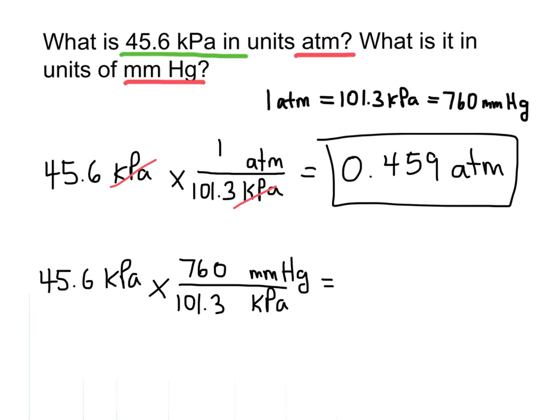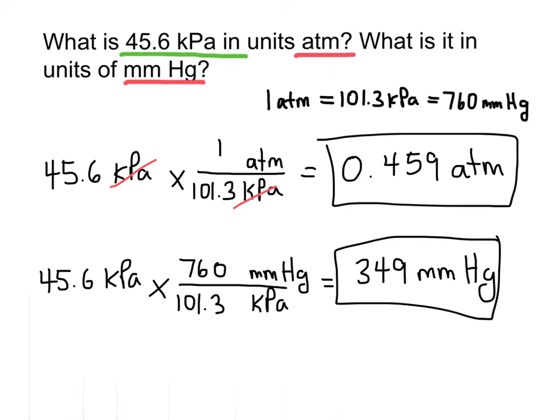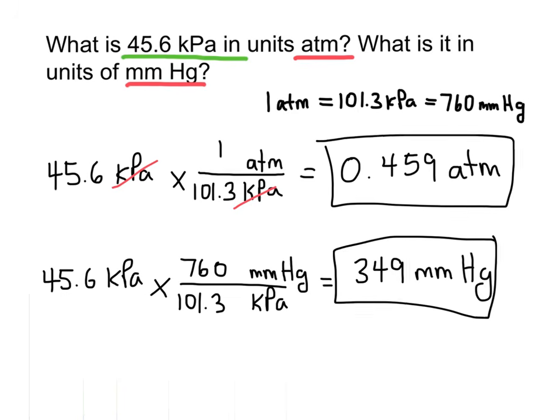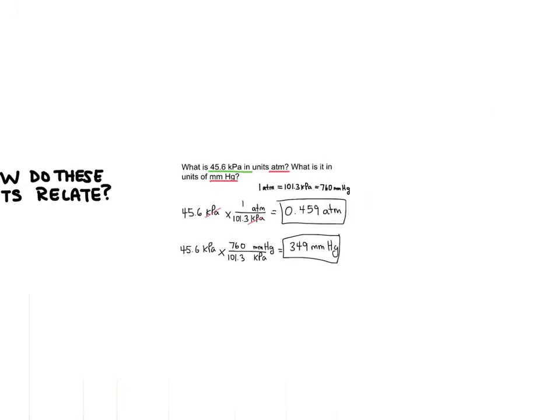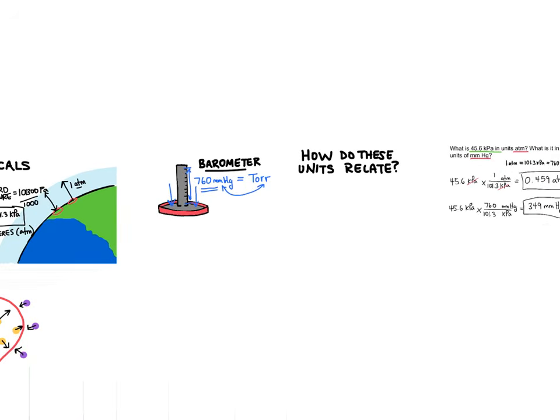When you plug this in on your calculator, you take the original number, 45.6, and multiply that by 760. You'll get an answer. You'll divide that answer by 101.3, and you should end up with 349 millimeters of mercury. And so that is gas pressure, and those are three of the most common units we use in gas pressure and how to convert between those units.